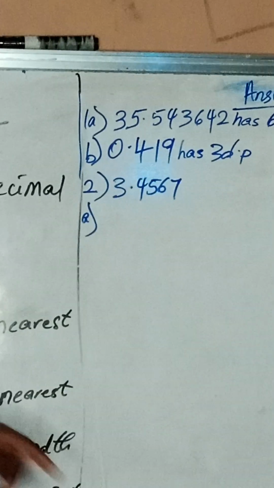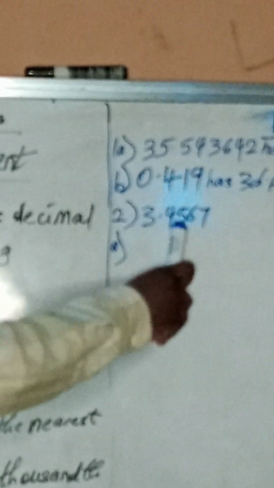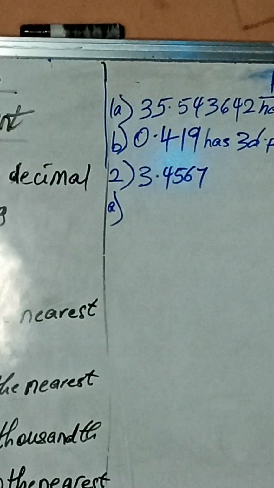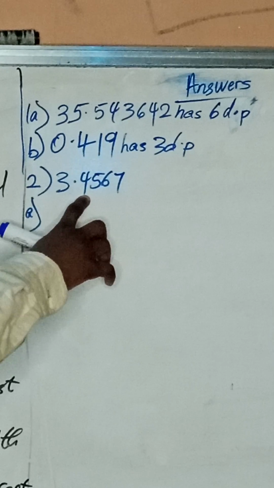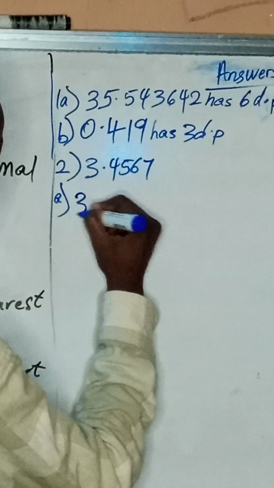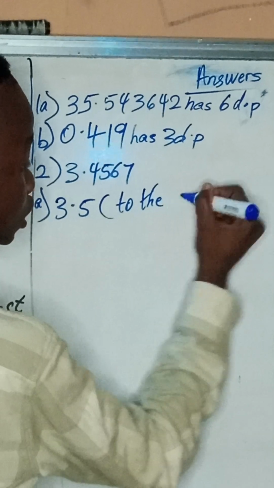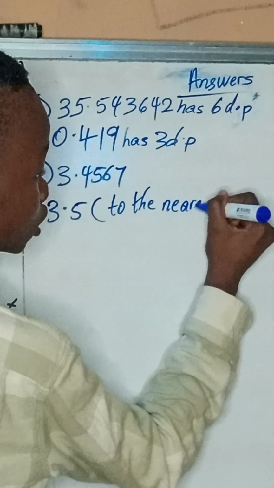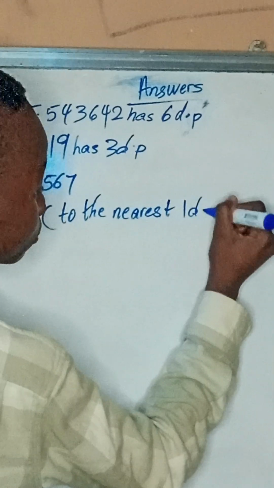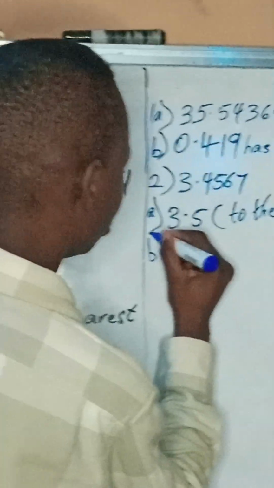So let's look at the decider. The decider is 5, right? So 5 is increasing the number. You add 1 to this 4. That will be 3.5. And don't forget to put your brackets and write the reason: to the nearest 1 decimal place.